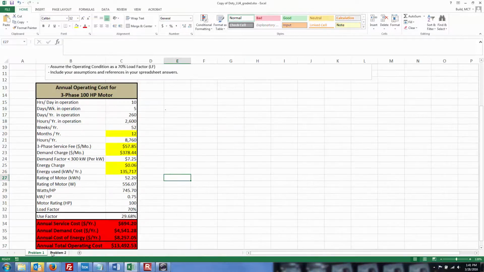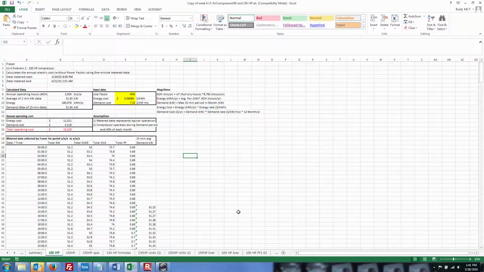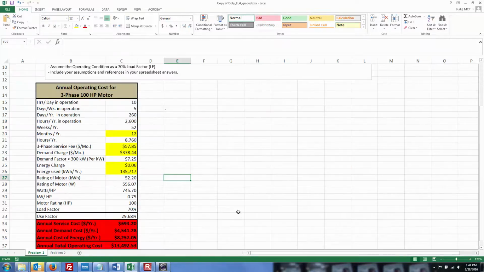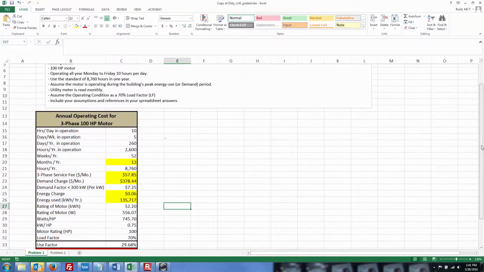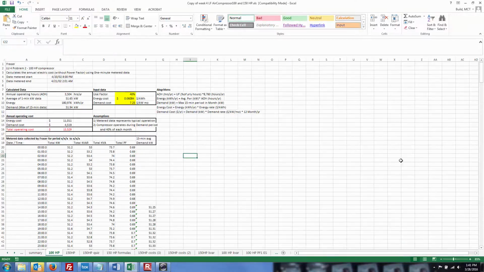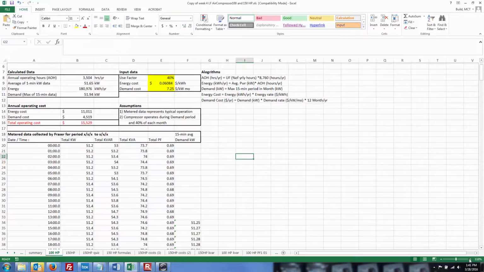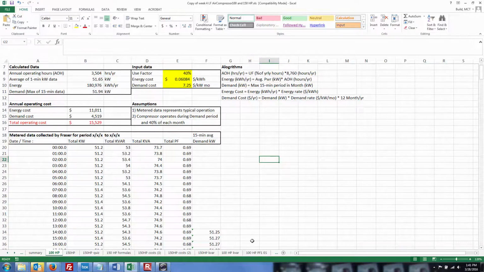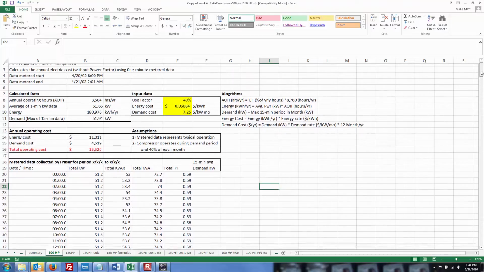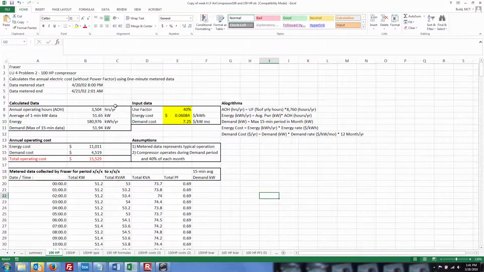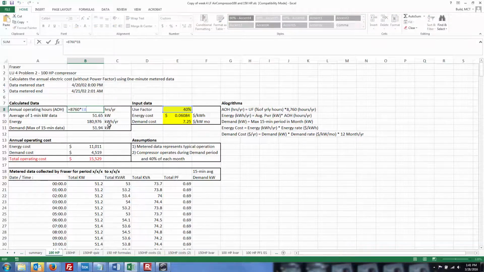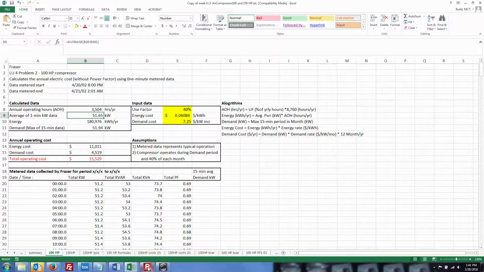Okay, let's go look at the 100 horsepower 3-phase 15 operating cost. Yeah. Okay, this is where the little bit of discrepancy comes in. Not bad. I think I gave you full credit here, Sean, but it's just a little different. So let's look at Fraser's. Fraser's answer. Okay. Annual operating hours. Use factor. Oh, this is slightly different. I'm going to pause. Sorry.